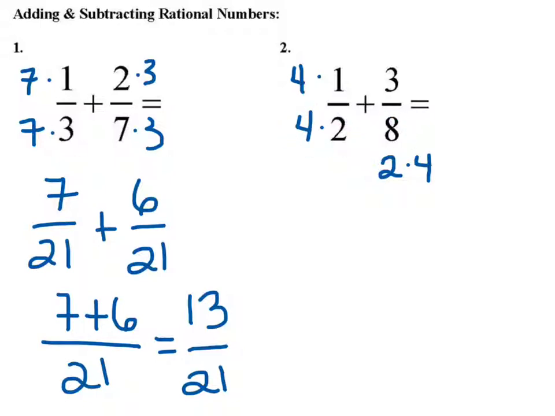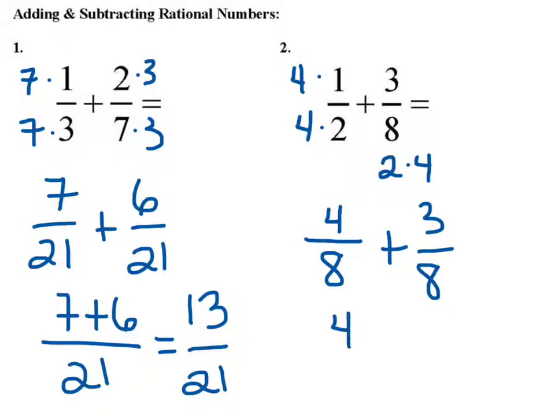So let's multiply the top and the bottom of this first fraction by 4. So we end up with an equivalent fraction of 4 over 8 plus 3 over 8. Now that I have a common denominator, we can add the two numerators together over this common denominator and write our final answer as 7 over 8.